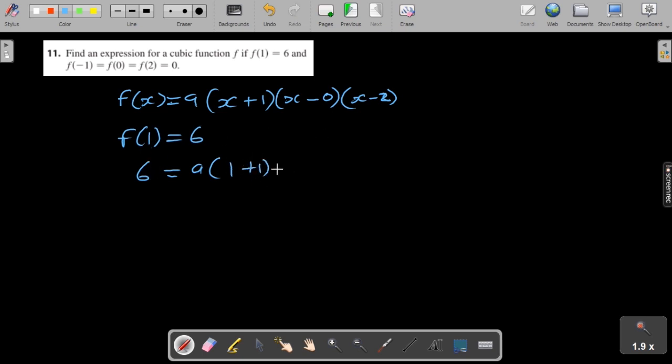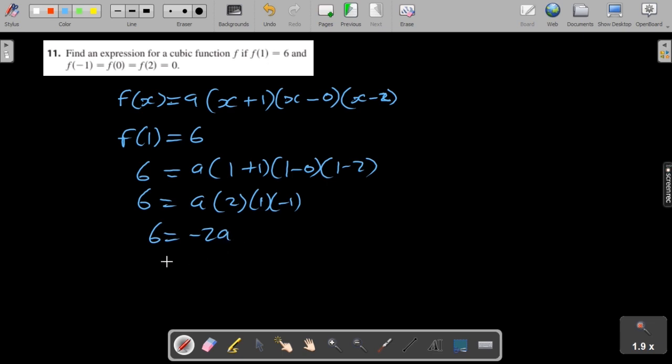So 1 plus 1, 1 minus 0, 1 minus 2. So this is 6 equals a times 2, times 1, times minus 1. If you multiply these, you're going to get minus 2. So if you divide both sides by minus 2, you should get an a of minus 3. Now we're a step closer to finding the expression. We have an a of minus 3, so you can substitute it back there.